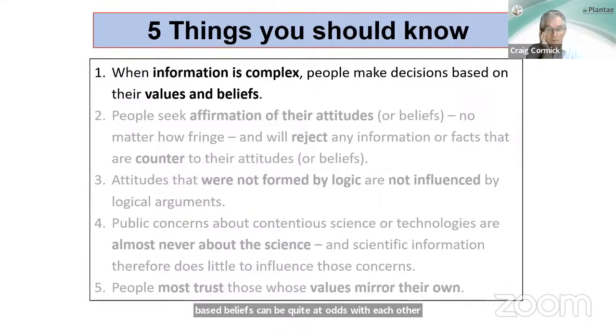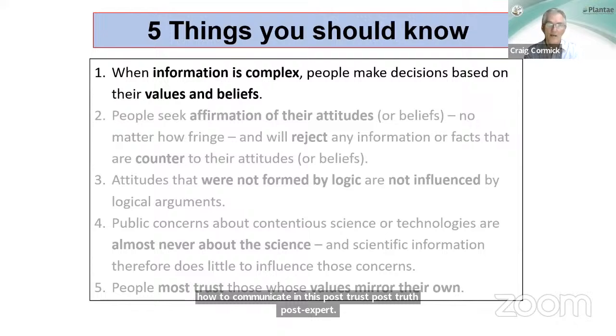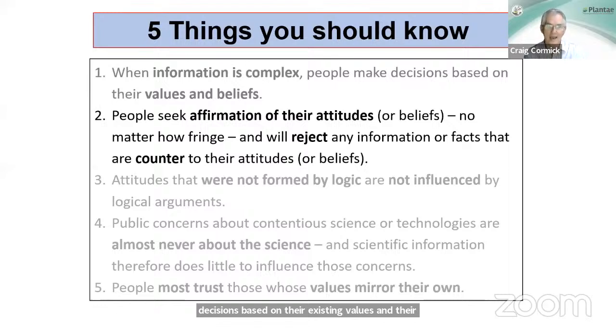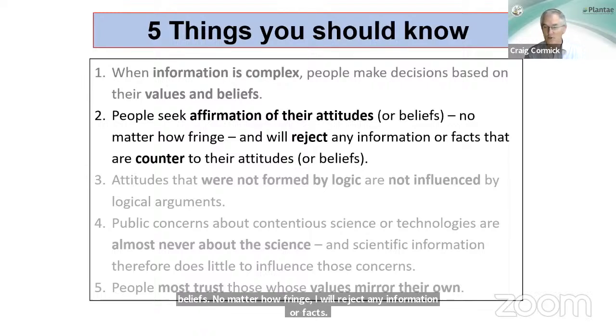So I'm going to give you five important things to know. And if you forget everything I've said today, okay, but remember these five things, because these are vital to understanding how to communicate in this post-trust, post-truth, post-expert, post-COVID world. When information is complex, people make decisions based on their existing values and their beliefs. People then seek affirmation of those attitudes or beliefs, no matter how fringe, and will reject any information or facts that are counter to their attitudes or beliefs.